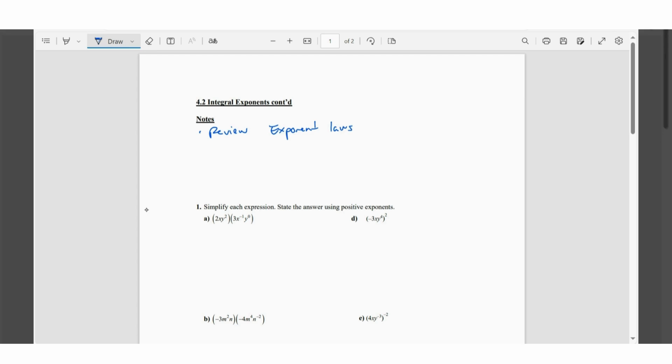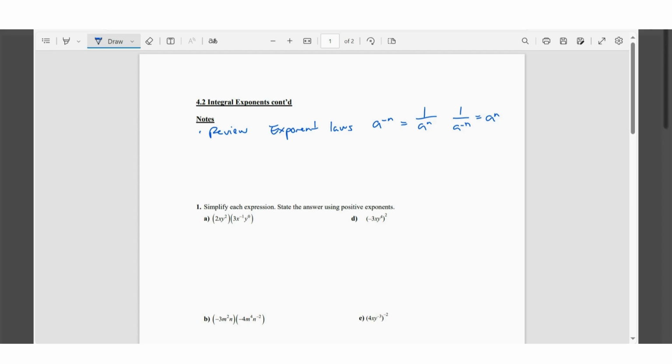The main one we want to remember is that a to the negative n is equal to 1 over a to the positive n, and that 1 over a to the negative n equals a to the positive n. The main thing for integral exponents, integral meaning related to an integer, is that we're mostly talking about negative exponents.